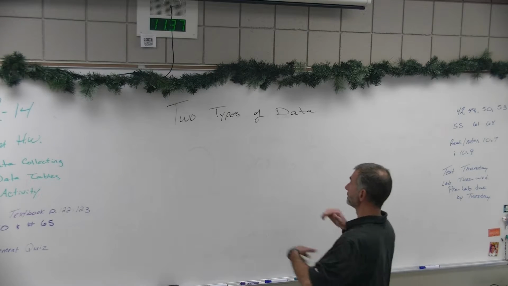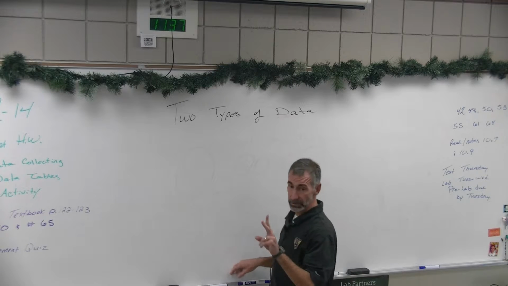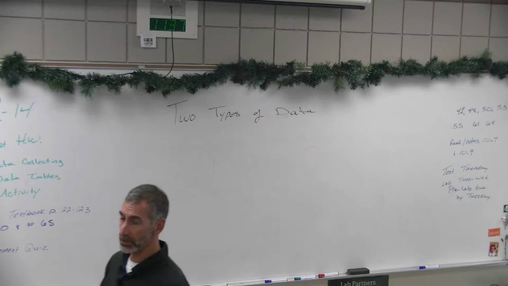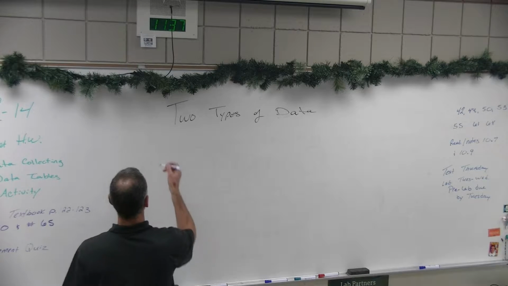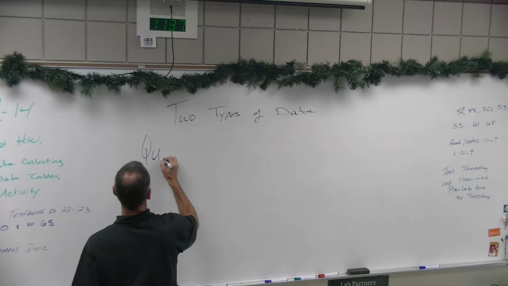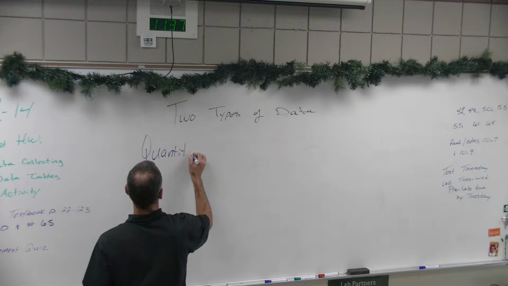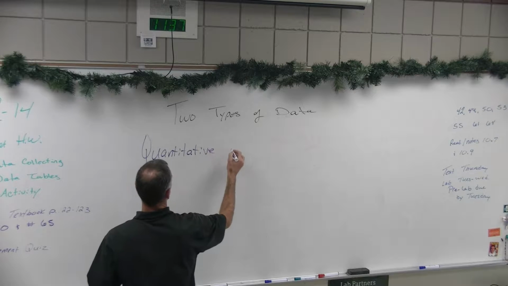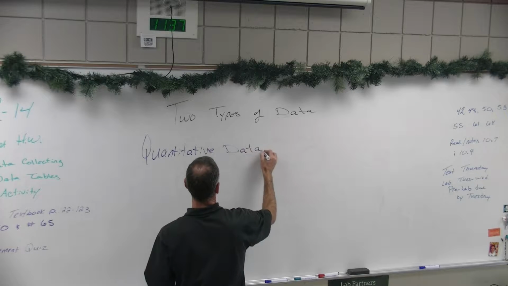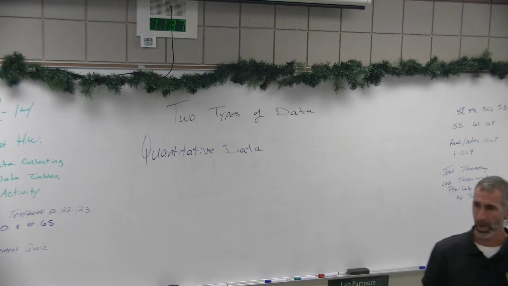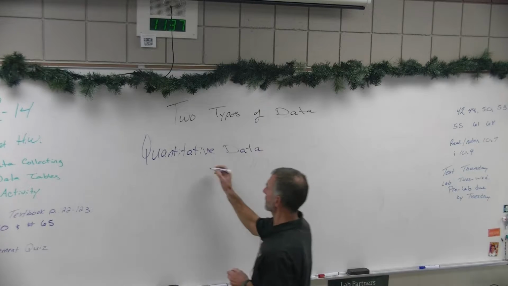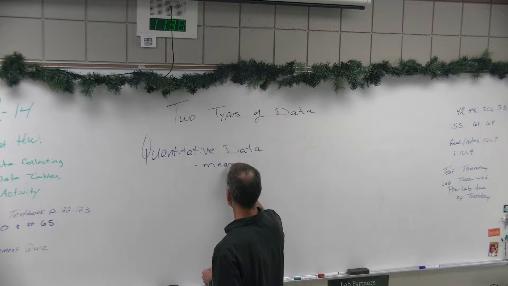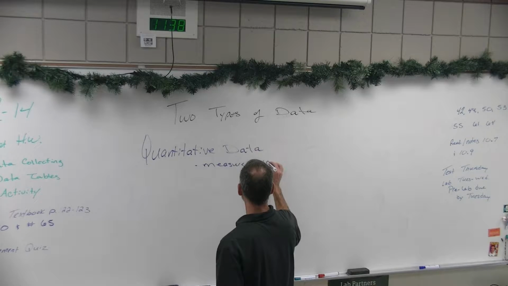Okay, so in science and lab, we have two types of data. Again, the first one you are very familiar with because this is what you do when you go to lab anyway. Okay, and the first one is called quantitative data. Quantitative, quantity. And this data is what you measure. So measured values.